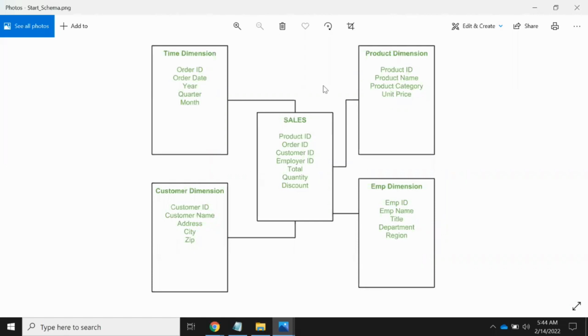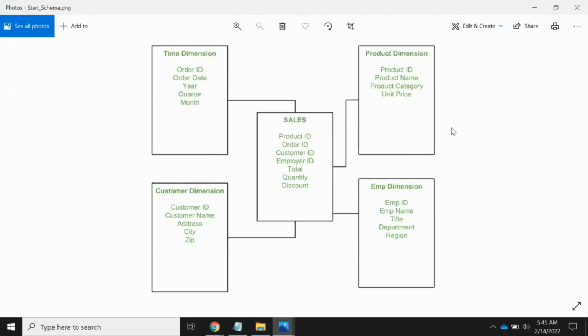So when you have the data, the relation between these tables is this: sales is the fact table here, surrounded by dimension tables. It looks like a star, so we call it a star schema.